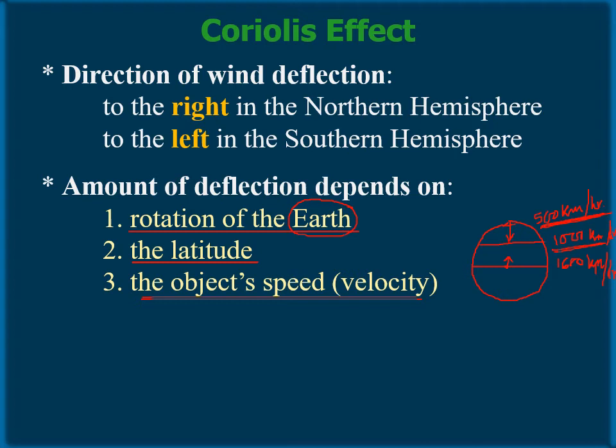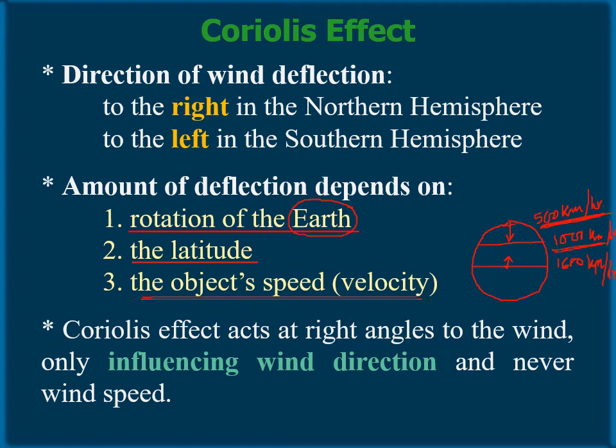So the Coriolis effect acts at right angles to the wind, and it only influences wind direction but never wind speed. Depending on wind speed, the deflection will be higher or lower, but the Coriolis effect itself does not influence the wind speed.